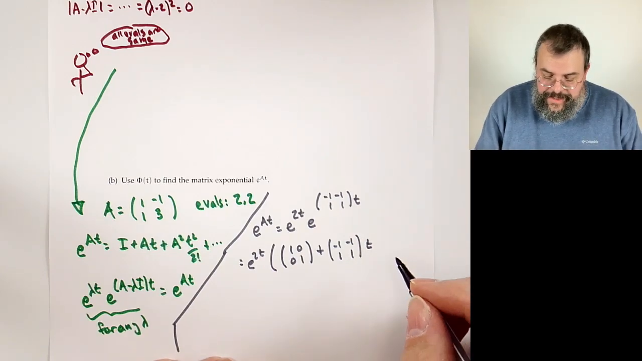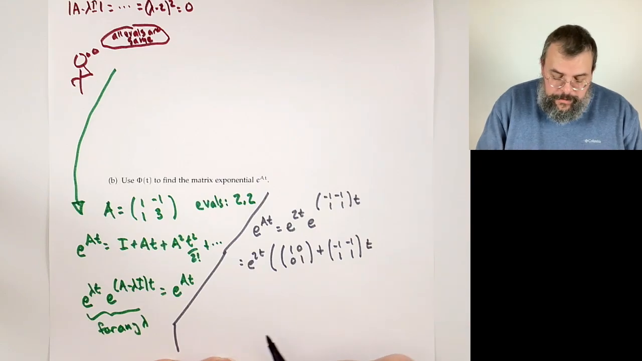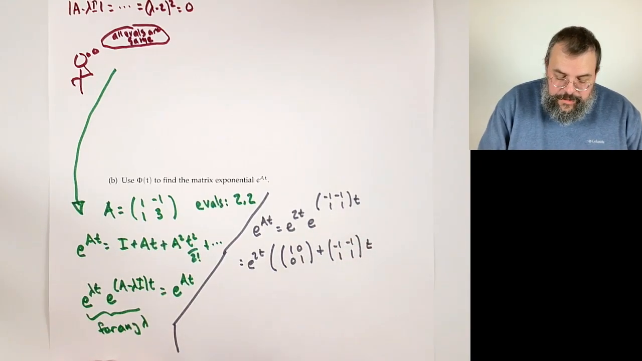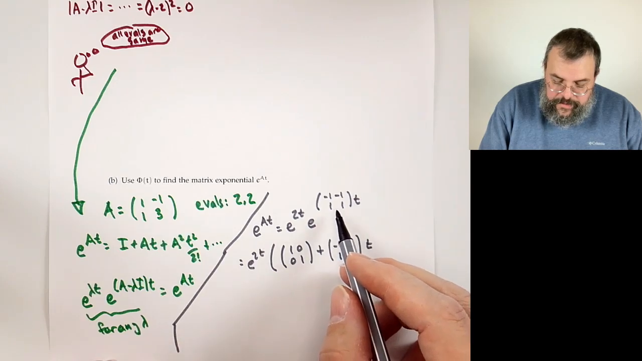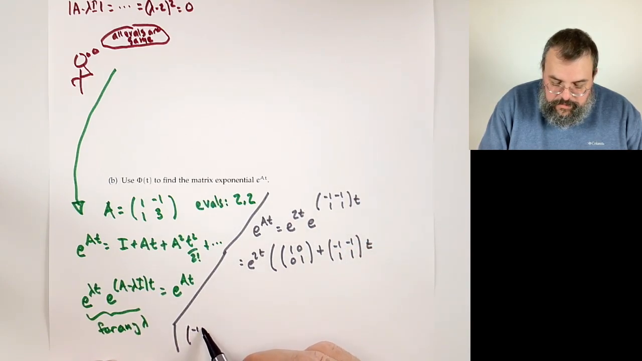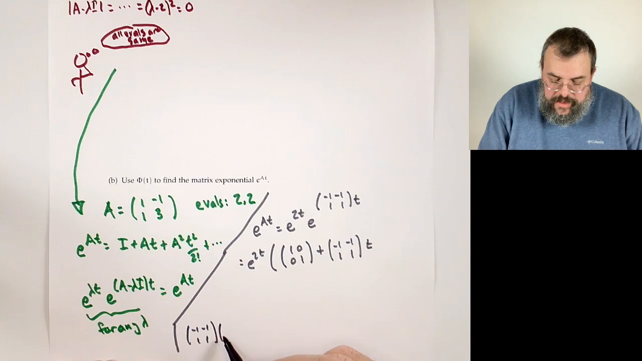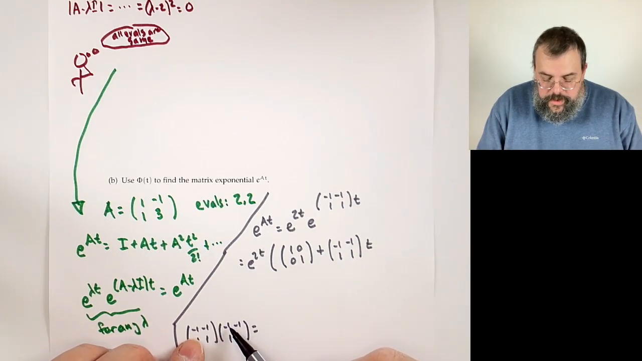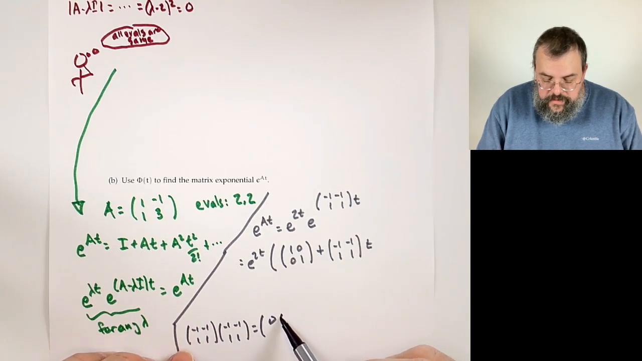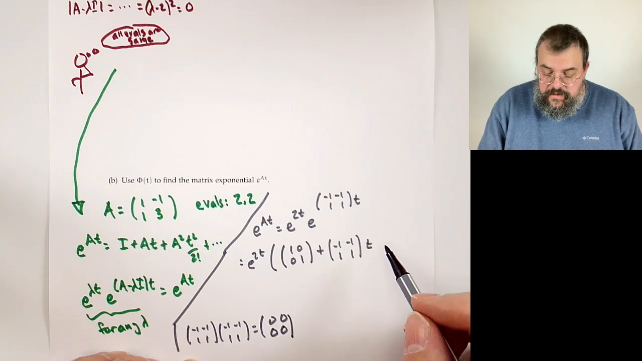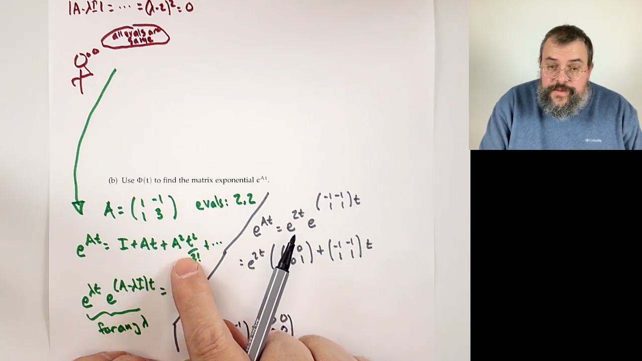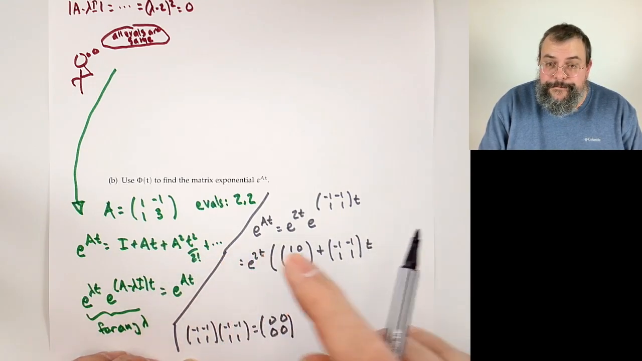And what comes next? Well, let's do a quick computation. What's this matrix squared? So minus 1, 1, 1, times minus 1, 1, 1. Well, you'll get 1, minus 1, 0. 1, minus 1, 0. Minus 1 plus 1, 0. Minus 1 plus 1, 0. Which means all these other terms are gone.